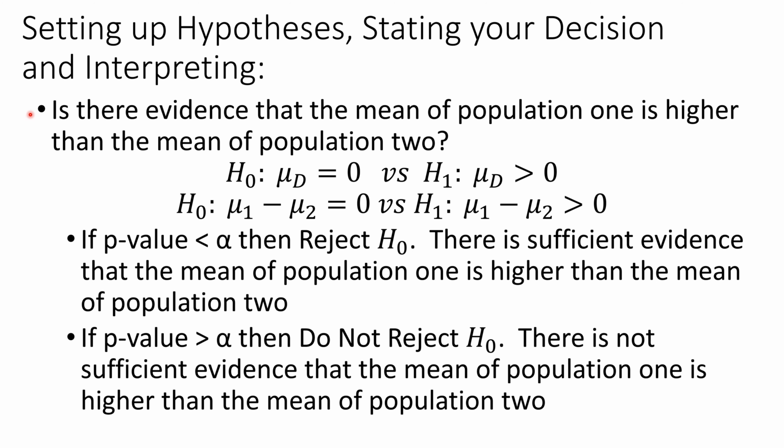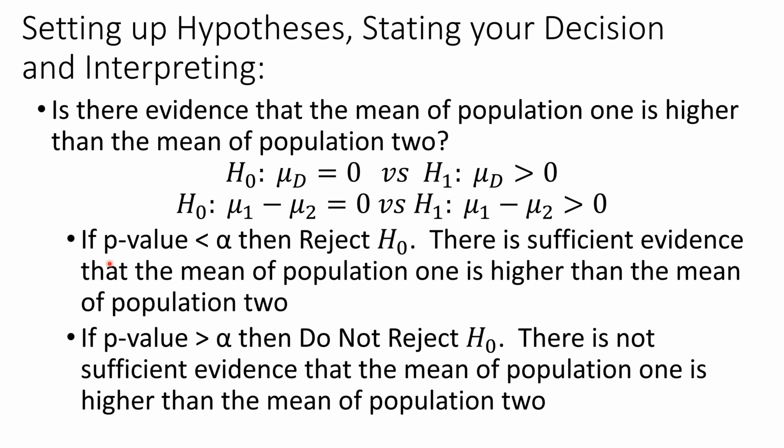If we are interested in questions such as, is there evidence that the mean of population 1 is higher than the mean of population 2, then the null hypothesis will remain the same as the previous example. However, the alternative hypothesis will change. If we have dependent samples, the alternative hypothesis will be mu d is larger than 0. If we have independent samples, the alternative hypothesis will be mu1 minus mu2 is larger than 0.